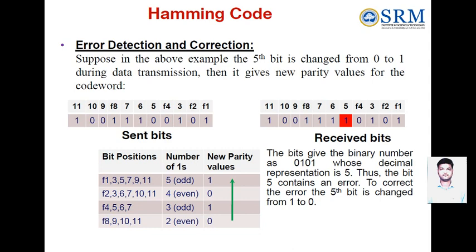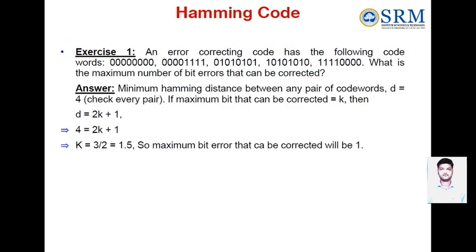A lot of applications are there in this technique. Some exercises may be given like this. This is an example exercise on distance. Suppose an error correcting code has the following code words. These are valid codes, okay? What is the maximum number of bit errors that can be corrected? If we see very closely in each and every binary code word, the minimum distance between any pair of code words, so we need the minimum, not the maximum, okay? Minimum is 4.